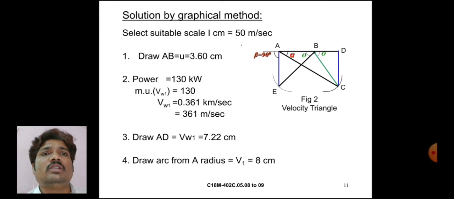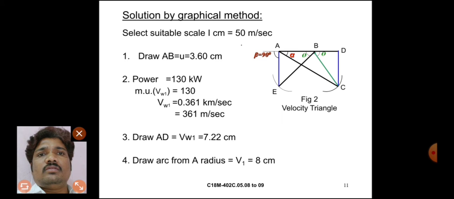Solution by graphical method. Select a suitable scale, 1 centimeter is equal to 50 meter per second. Draw AB, U is equal to 3.60 centimeter. Power is equal to 130 kilowatt. m times VW1 is equal to 130. VW1 is equal to 0.361 kilometer per second, that is 361 meter per second.